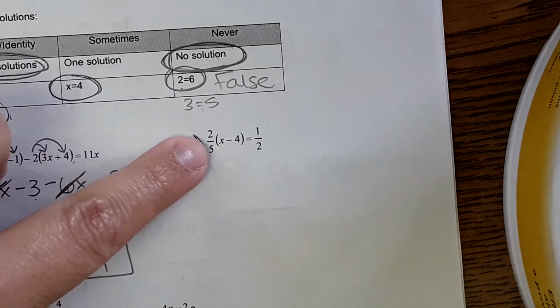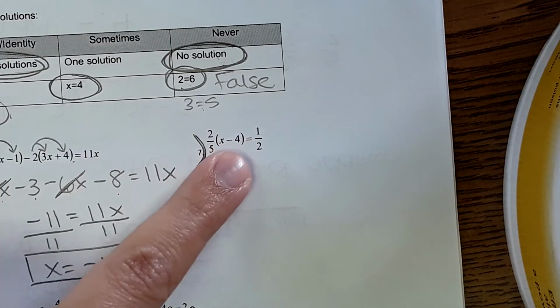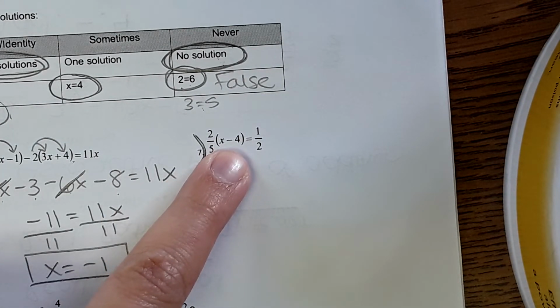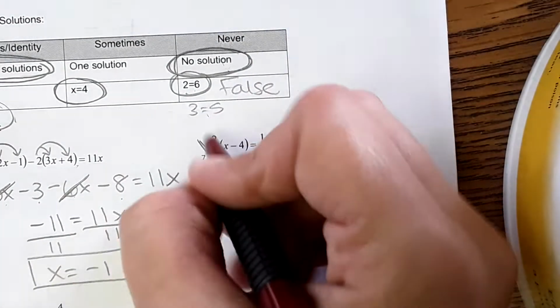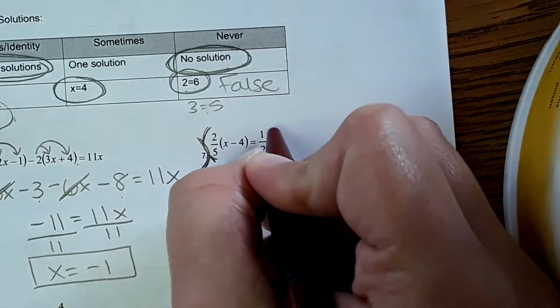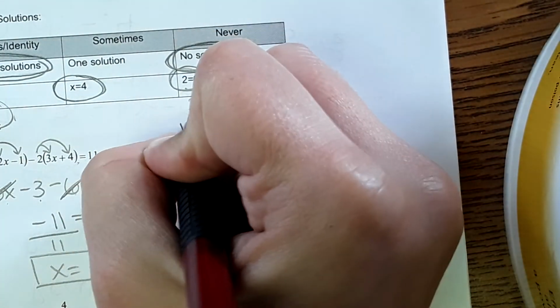You could do this all with fractions. You could multiply 2/5 times x, 2/5 times 4, distribute it that way. Then you would have to subtract fractions, and it gets kind of sticky. To avoid the fractions, we're actually going to multiply this entire thing by the least common multiple of 5 and 2, which would be 10.